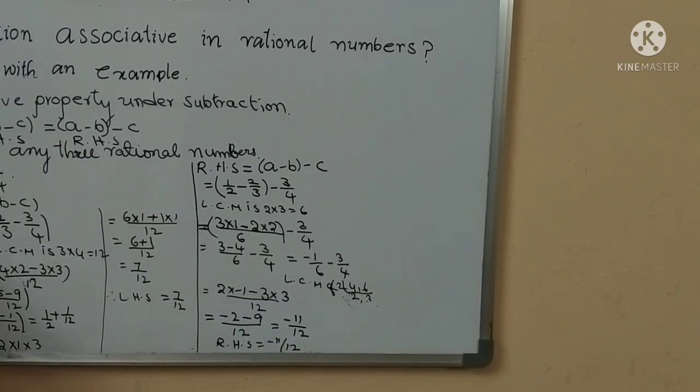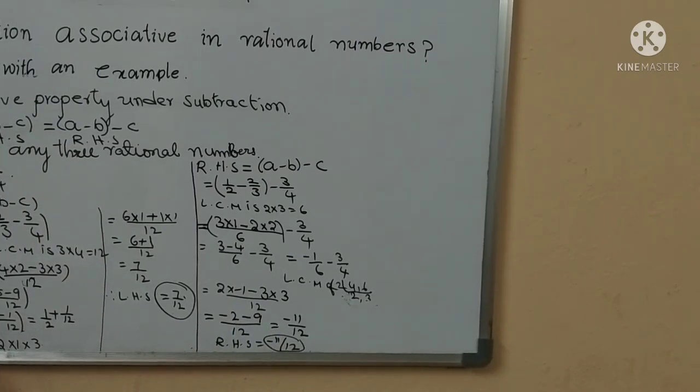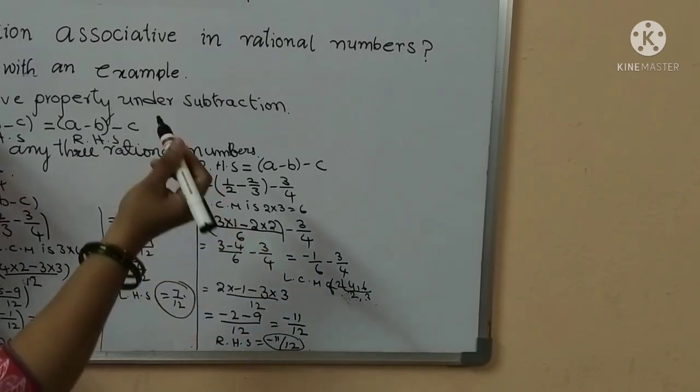So here observe that RHS equals minus 11 by 12. LHS and RHS are the same? No, it is not equal. So LHS is equal to 7 by 12 and RHS is equal to minus 11 by 12. So we already know that the associative property under subtraction is not possible.